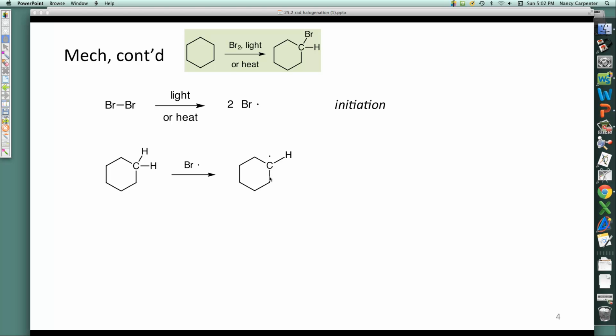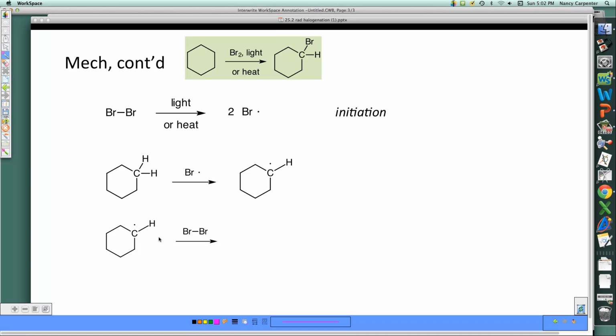So here is where the selectivity comes in. Which hydrogen is abstracted? Well, in this case, there's only one kind of hydrogen, so there's only one radical that can possibly form. The alkyl radical then can react with your stoichiometric reagent. So I want to emphasize that there's at least one equivalent of Br2 to react with your alkyl radical. So, alkyl radical, again, looking for something to hook up with. What's it going to run into? Well, most likely it's going to run into the bromine.